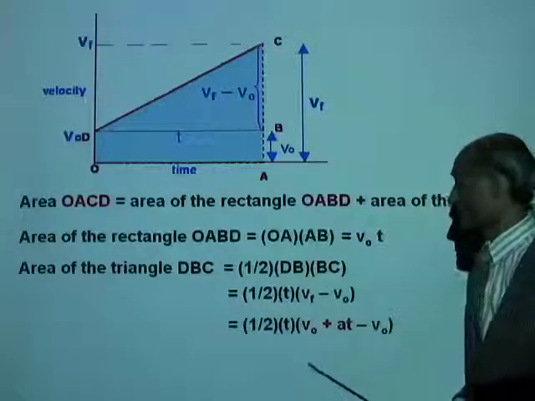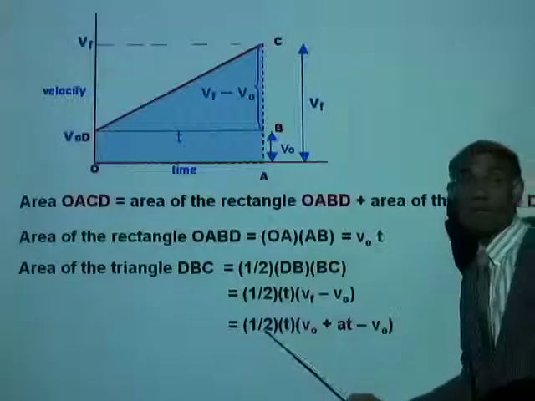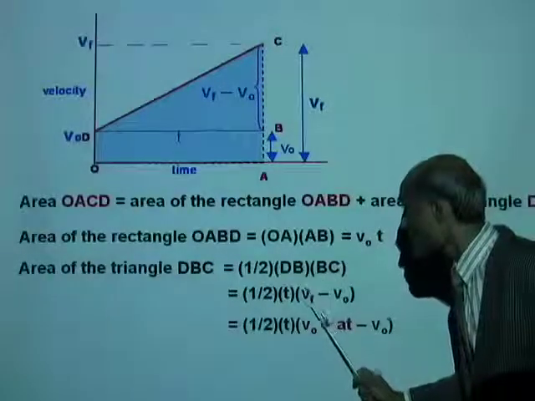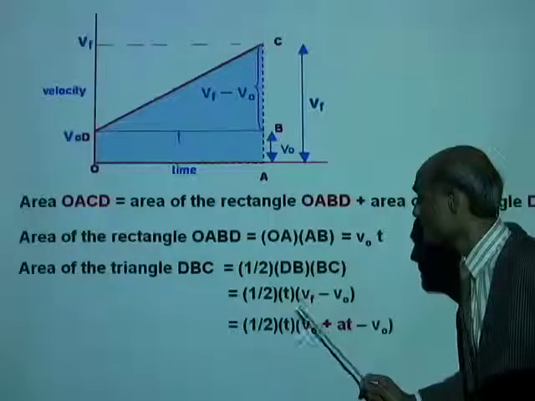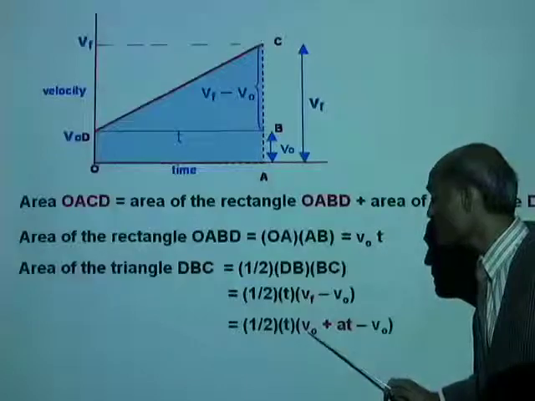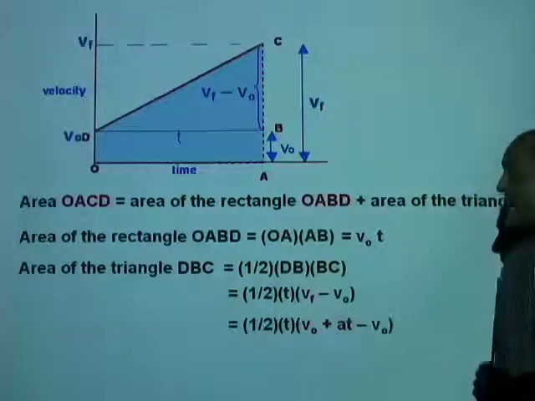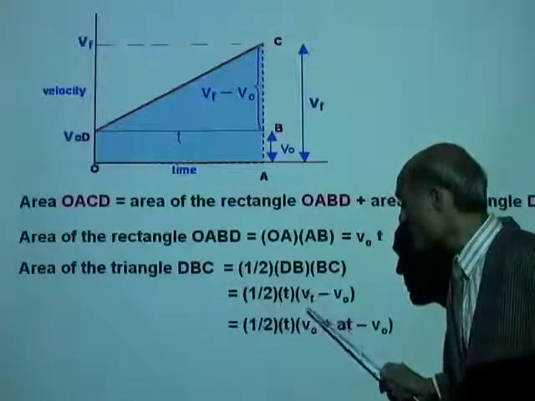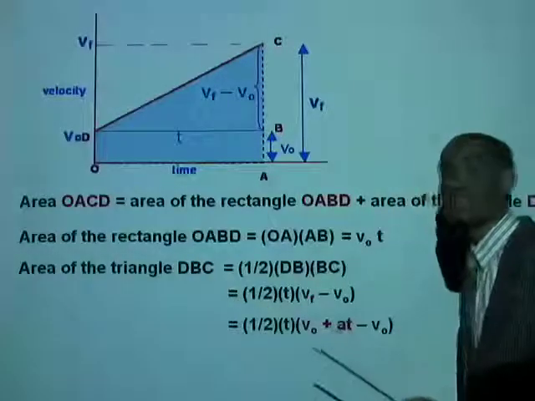Okay. And that will be, look at the way I have modified it. Now, do you recognize I have used the red coloring here? This Vf has been replaced by V0 plus AT. That is our first equation. Vf equal to V0 plus AT.